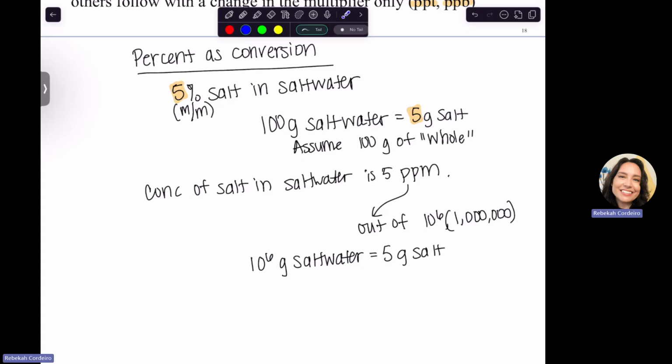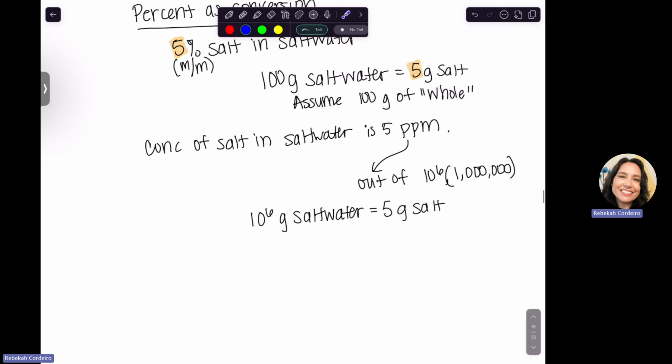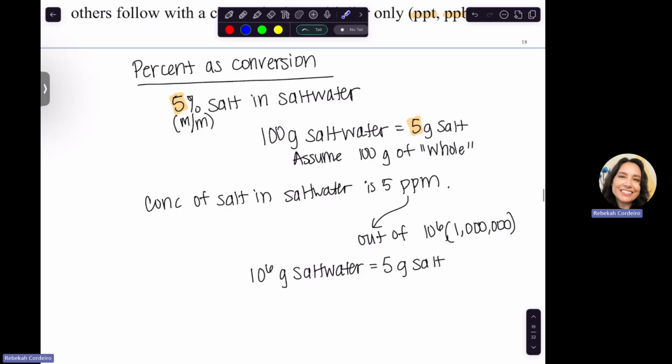Now we have a conversion factor we can use for ppm, or we can now find other things we need. There are other conversions for ppm and ppt and ppb and stuff, but this might be helpful to you.